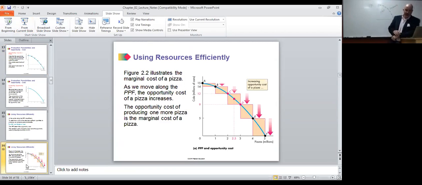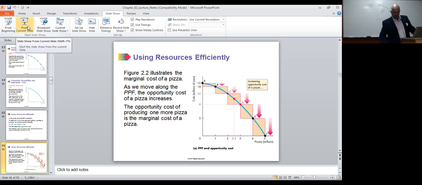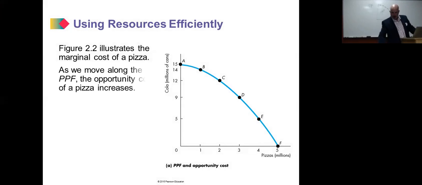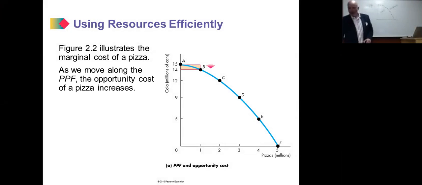Now, all the points along the PPF we said were efficient. So in figure 2.2, we're going to illustrate the marginal cost of a pizza. And when I refer to the marginal cost of pizza, remember, what is the cost of moving one additional increment? So one additional unit, what is the cost of one additional unit of pizza?